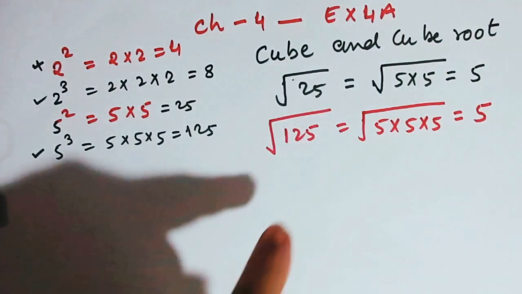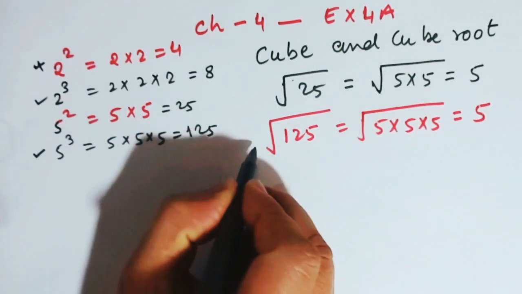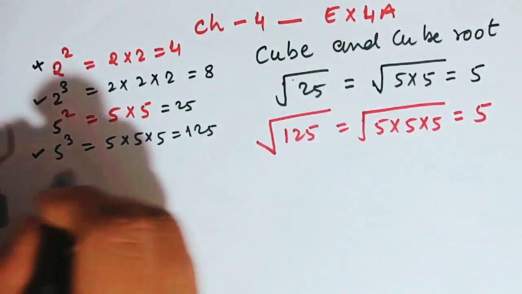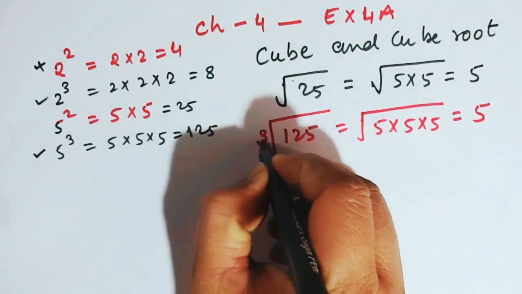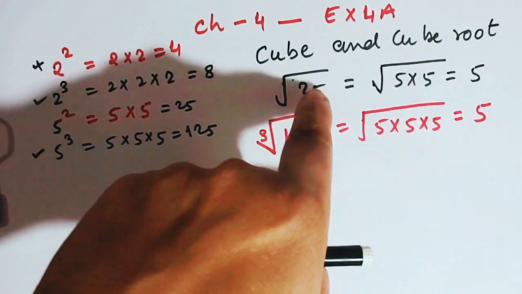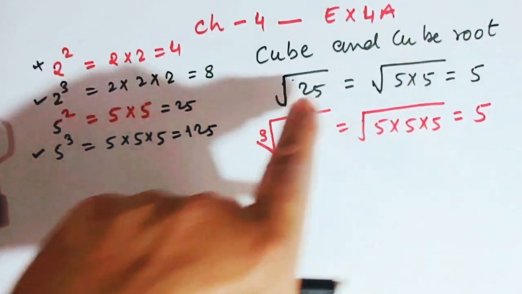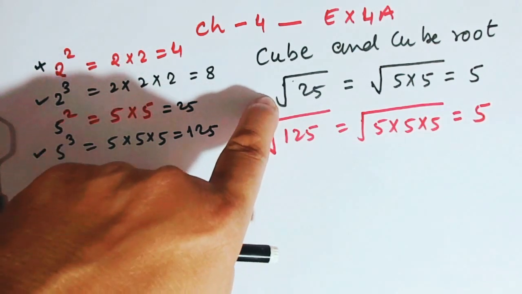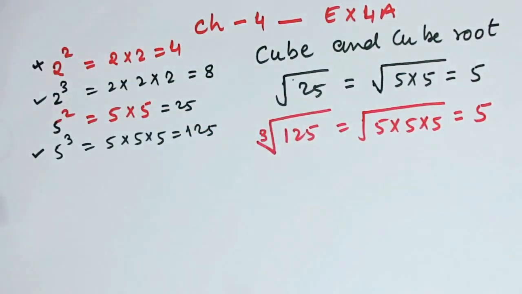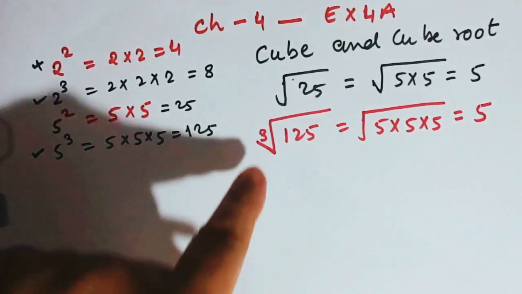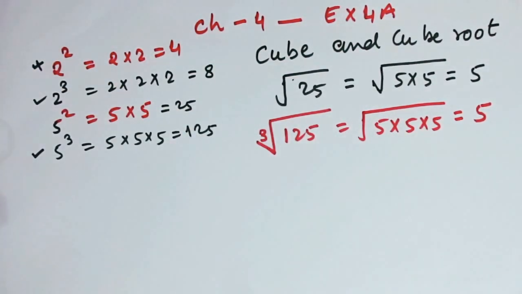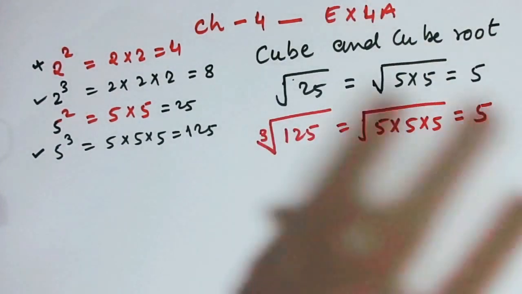So for the cube root, you have to mention the cube root sign over here. If you do not mention any number, it is taken for granted that we find the square root. But for cube root, every time you write it, you will have to mention this. So this is how we find square and square root, and here cube and cube root.